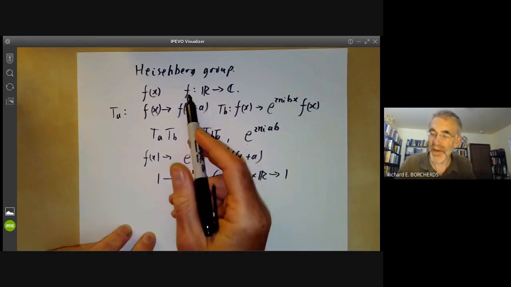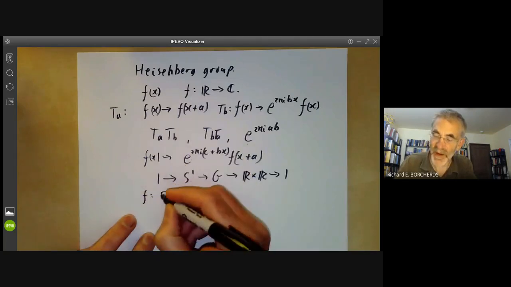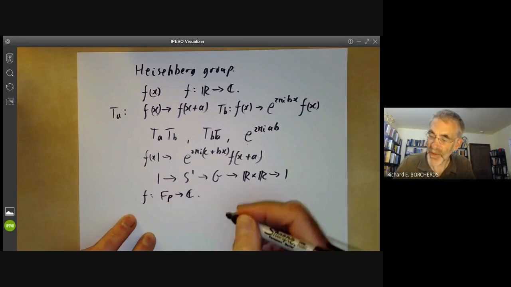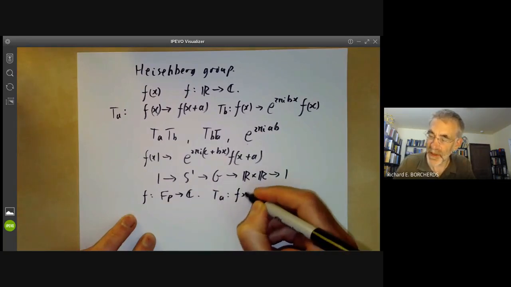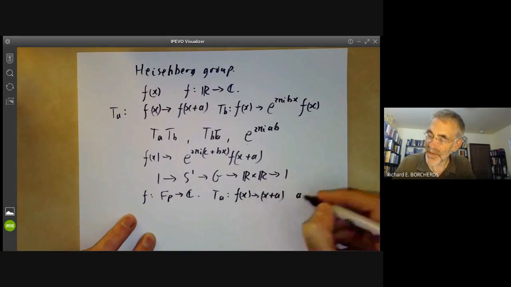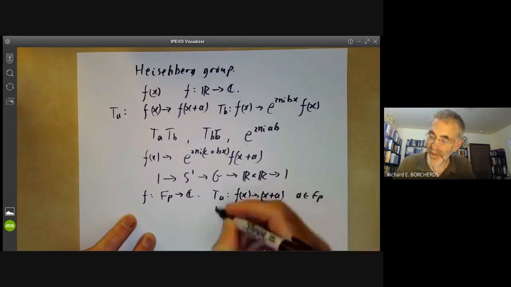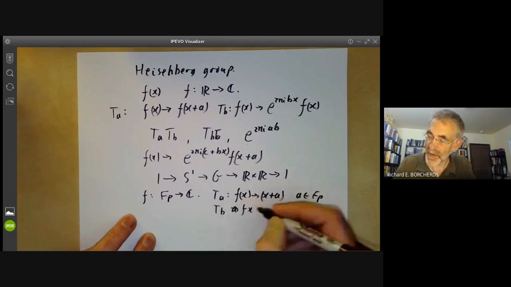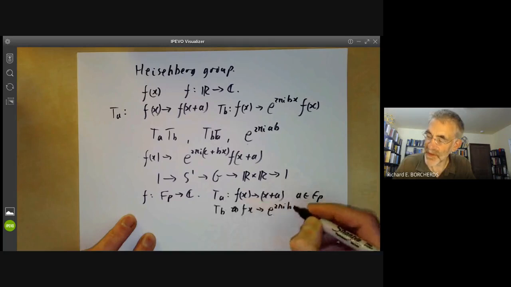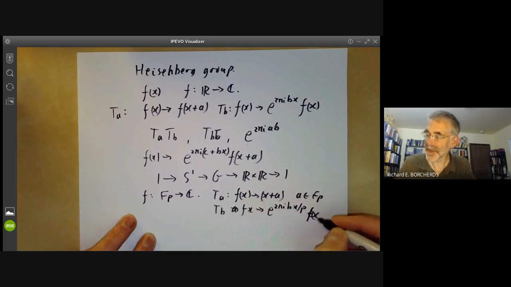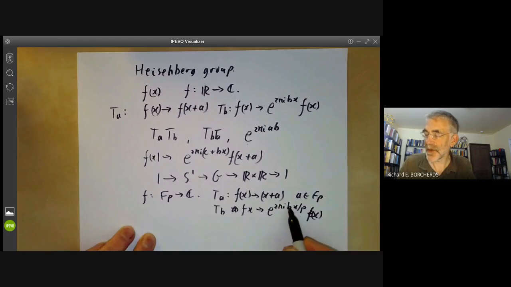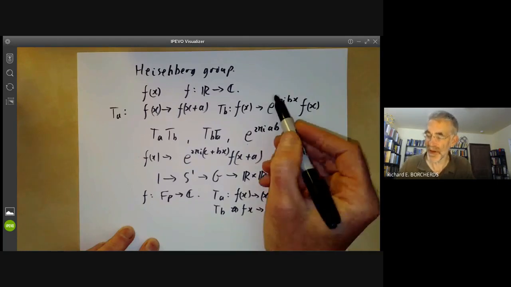Now let's do this over a finite field. So f is now a function from a finite field to the complex numbers. And we've got these translations T_a, which take f of x to f of x plus a, where a is now in the finite field of order p. And we've got T_b, which takes f of x to e to the 2 pi i bx over p times f of x. And this b times x is only a number modulo p, but e to the 2 pi i has period 1. So this number is actually a well-defined pth root of unity. That's why we put the 2 pi i in up there.